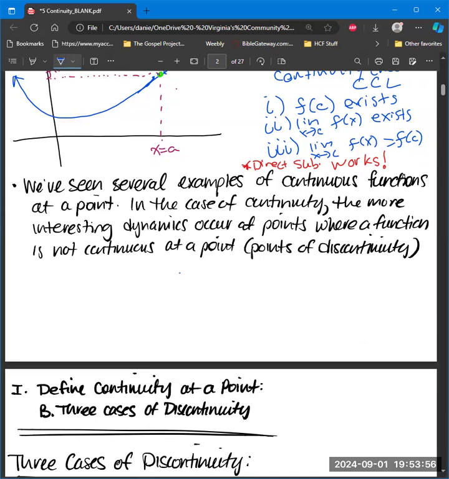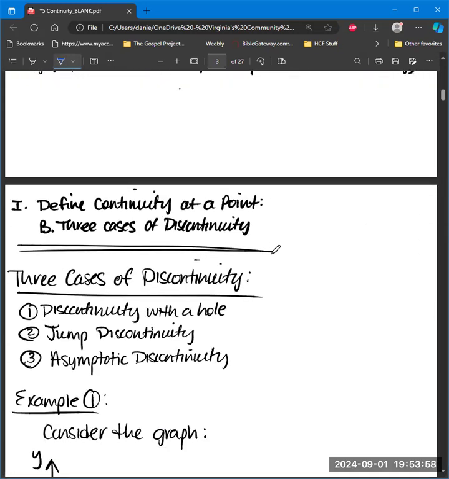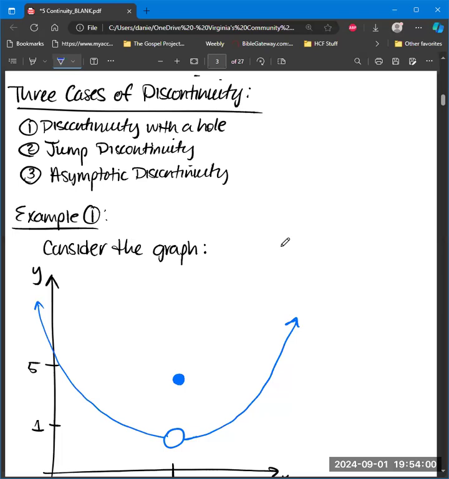So let's talk about the different types of discontinuity that we can have. First, we have discontinuity with a hole, and that hole can come about where there is a point defined apart from the function, like we see in this first graph, or that point doesn't need to be there at all, and there can just be an open hole there.